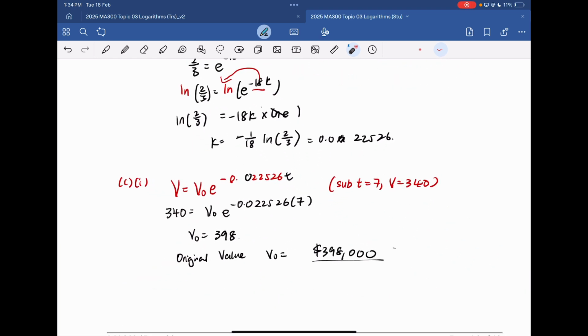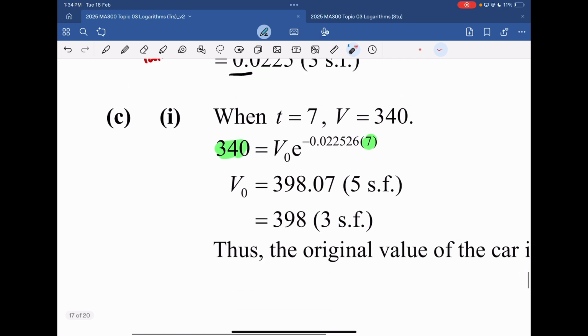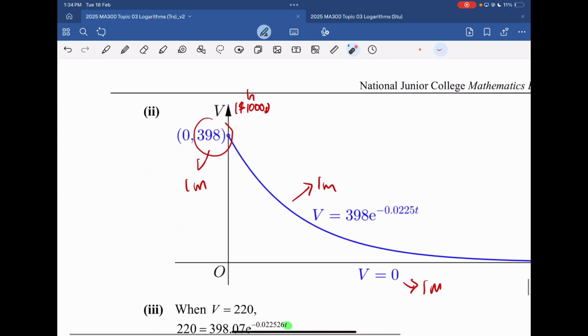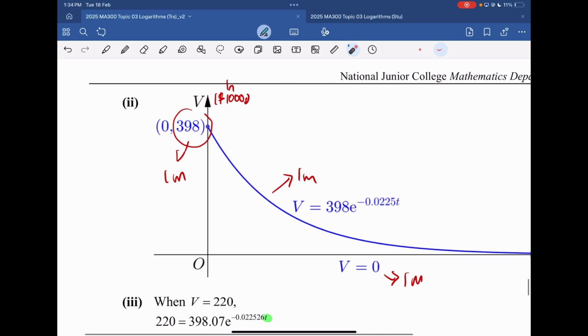So part 2, okay, you see, as time goes on, what will happen? The graph will go to 0. Again, you see, the graph will go to 0, but it will not touch 0.